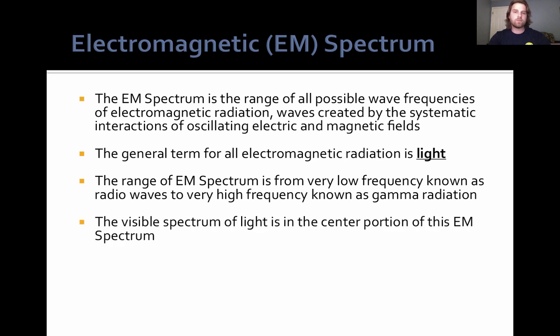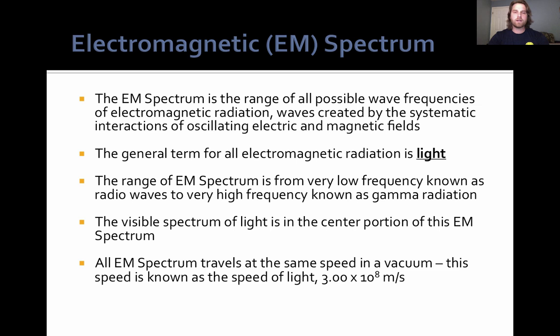So the visible spectrum of light is in the center portion of the electromagnetic spectrum. That is the light that we can actually see. And the electromagnetic spectrum travels at the same speed in a vacuum. This is known as the speed of light. That's equal to 3 times 10 to the 8th meters per second.